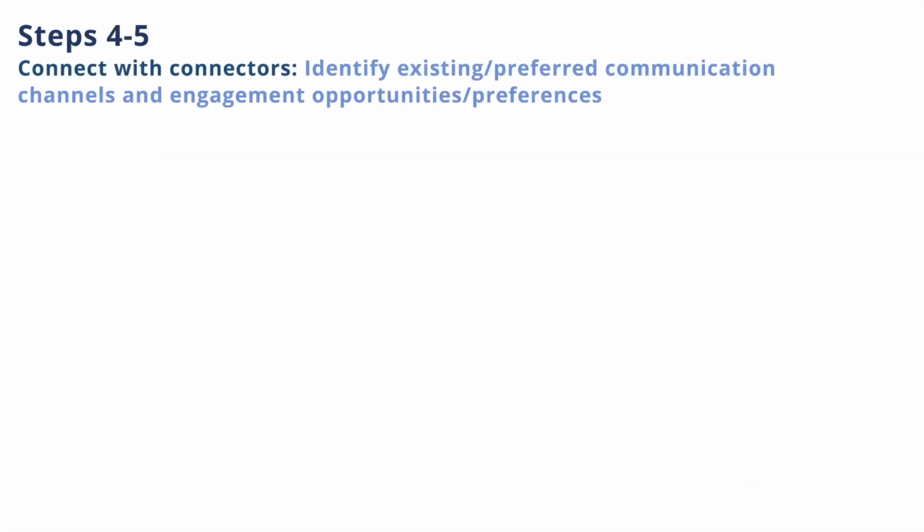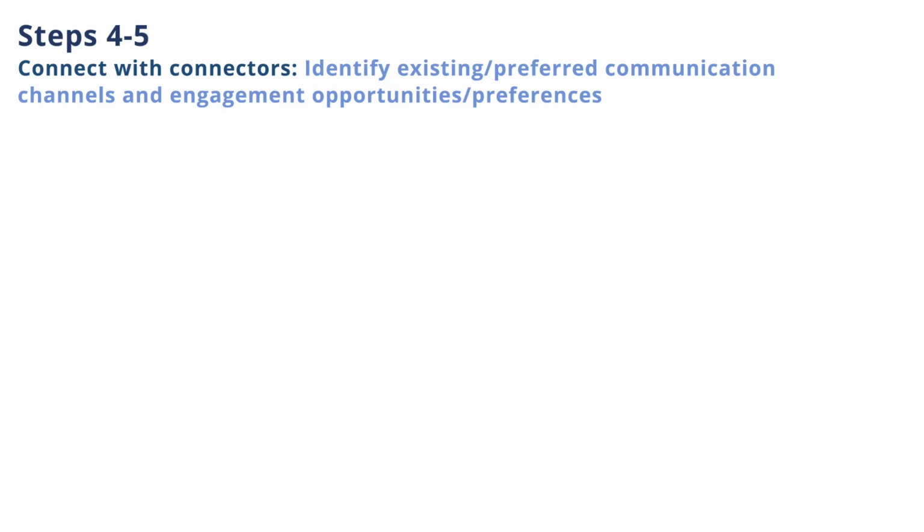And now I'm sharing steps 4 to 5 together, since you can often gather this information at the same time from the connectors you identified in step 3. Reach out to them, let them know what you're doing, and ask them if they'd be willing to share information about communication and engagement opportunities and preferences among the group or groups that they're connected to. Start with communication channels, meaning all the ways information is typically shared among the group. You may need to offer some examples to help the connectors understand what you're looking for.